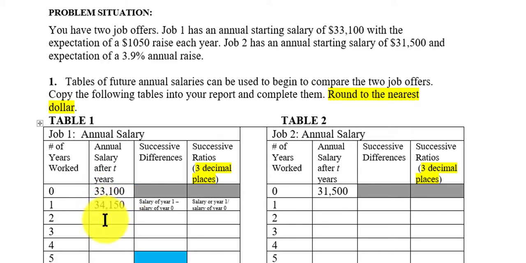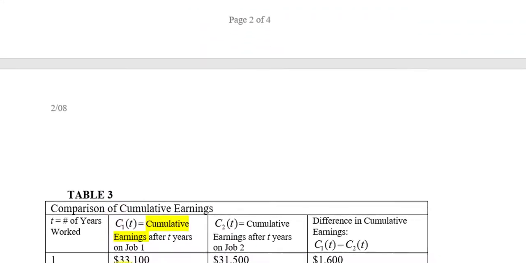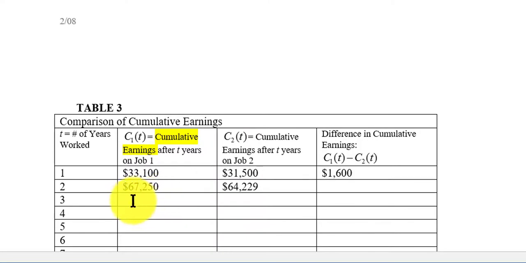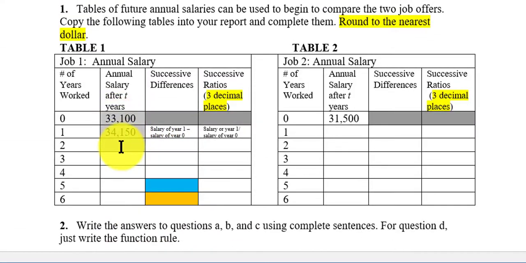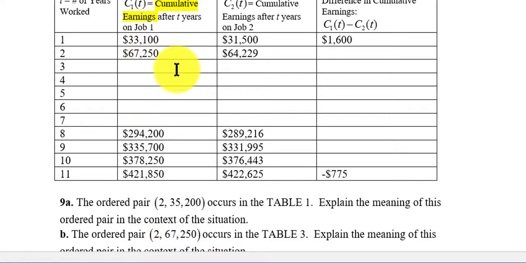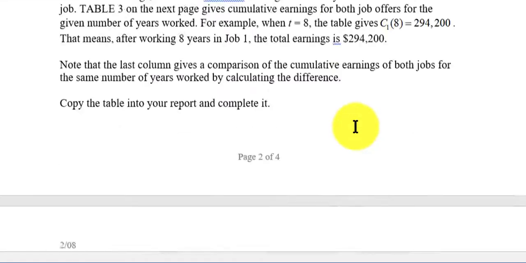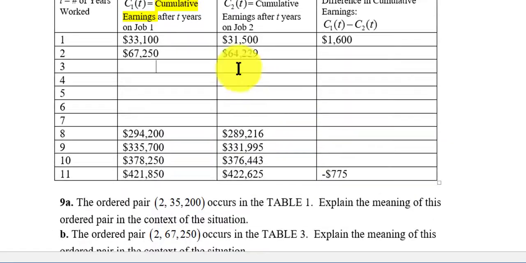33 plus 34 is 67. And notice you have 67,250 here. And then to get year 3, you would add these 3 salaries, right? So 1, 2, 3 years worth of salary, and that would be your answer for year 3, okay? And then you're going to do the same thing with the second table, and then eventually you're going to subtract these answers to get the third column, okay?